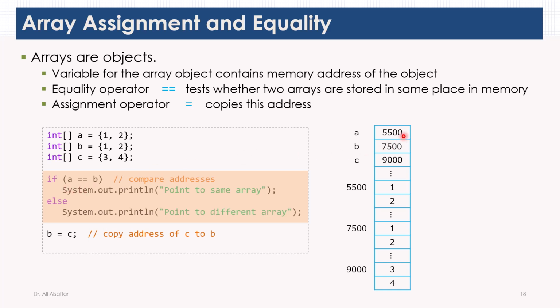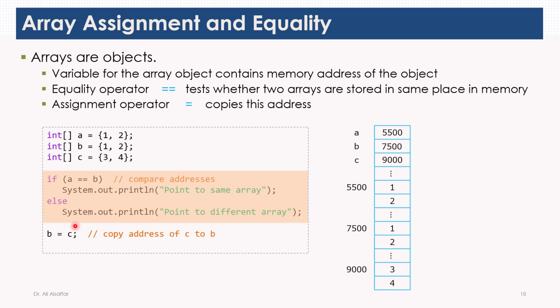What do we have in A? We have the address of the array A, 5500. And what do we have in B? We have the address of the array B, which is 7500. And in fact, these two arrays are stored in different places in the memory. So therefore, definitely they are not equal. Although element by element they are equal, the equality operator does not check the array elements one by one. It checks the addresses, and therefore what will be printed on the output screen? It will say that they point to different arrays. This is regarding the equality operator.